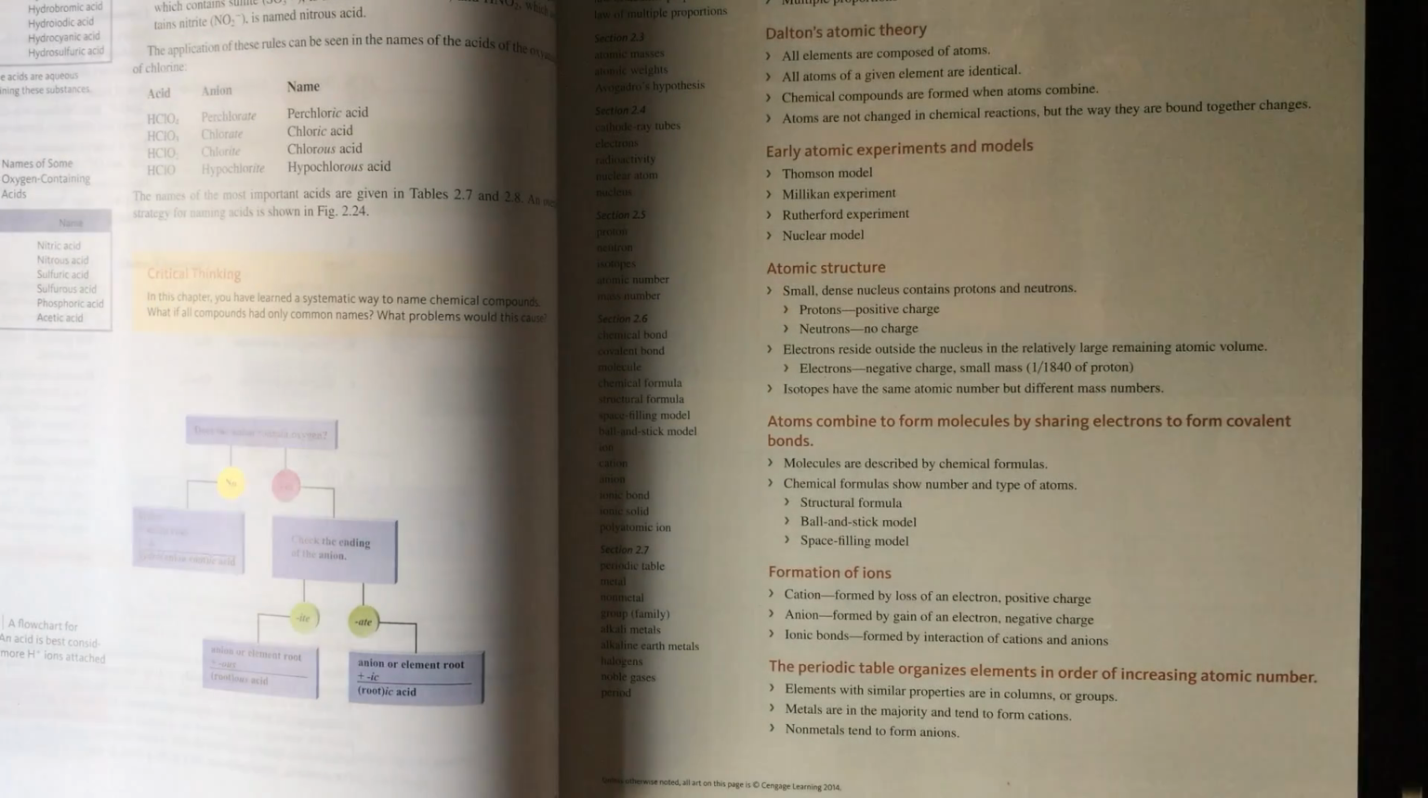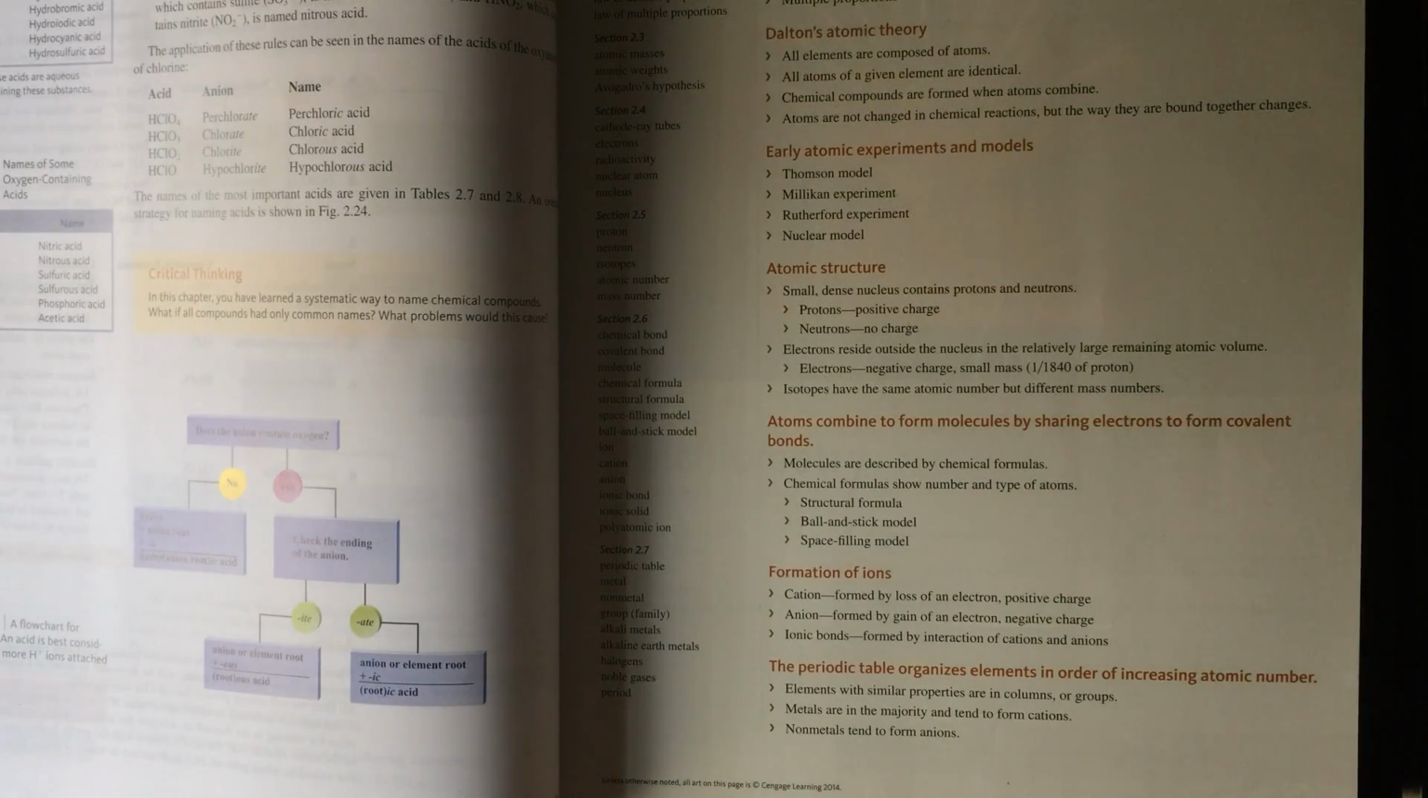When the anion contains oxygen, the acid name is formed from the root name of the anion with a suffix of -ic or -ous, depending on the name of the anion. If the anion name ends in -ate, the suffix -ic is added to the root name. For example, H2SO4 contains the sulfate anion, SO4 2-, and is called sulfuric acid. H3PO4 contains the phosphate anion, PO4 3-, and is called phosphoric acid.